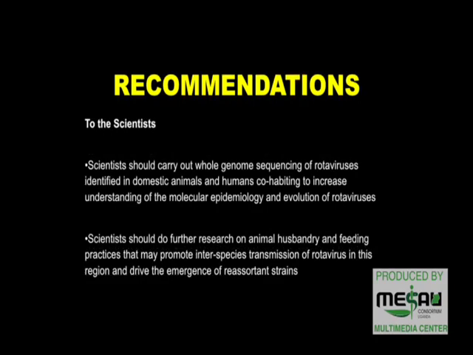To the scientists, since we've seen that when you do whole genome sequencing, we get quite good information on interspecies transmission, I think this should be continued to increase our understanding of molecular epidemiology and evolution of rotaviruses. But maybe they should carry out these studies using a prospective study, not the cross-sectional one we did, so that they can study more samples and understand better this problem of interspecies transmission. And the scientists should also do research on animal husbandry and feeding practices to understand what are the factors that lead to interspecies transmission.